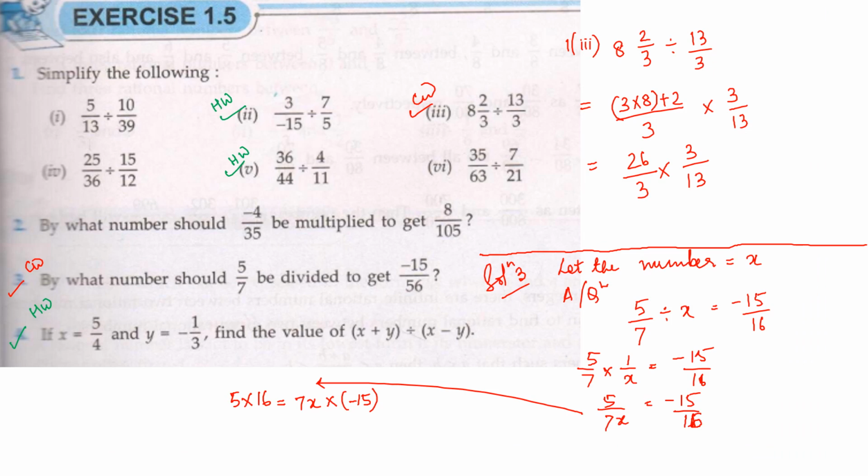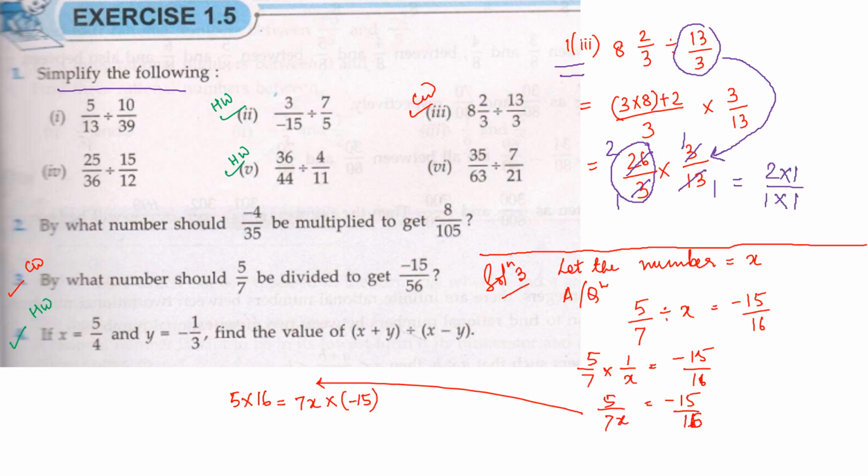Moving on to exercise 1.5, very simple and very easy questions. So from the first, simplify, you have to divide. I have done the third part for you. 8 whole 2 by 3 divided by 13 by 3. So 8 whole 2 by 3 will be simplified as 26 by 3, and 13 by 3 will be inverted to 3 by 13. Let us solve. 13 ones are 13, 13 twos are 26, 3 ones are 3, and 3 ones are 3. So the answer is 2 into 1 by 1 into 1, that is 2 by 1, that is 2.